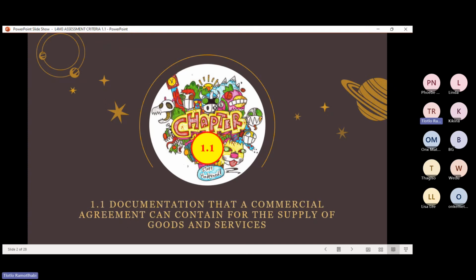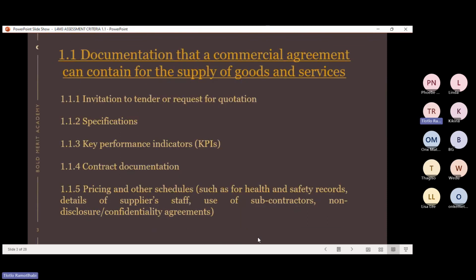In learning criterion 1.1, we're going to talk about the documentation that a commercial agreement can contain for the supply of goods and services. Our learning criterion 1.1 has five indicative contents. In indicative content 1.1.1, we are going to talk about invitation to tender or request for quotation.